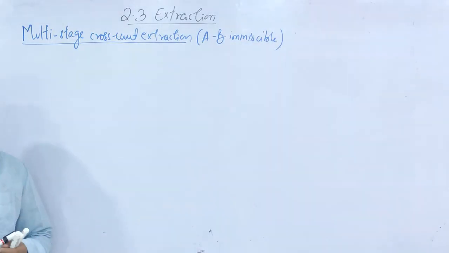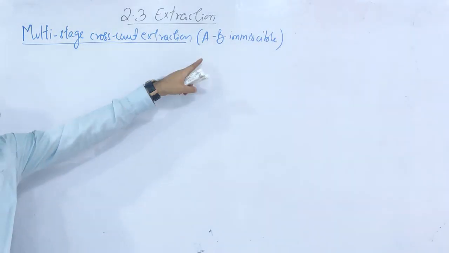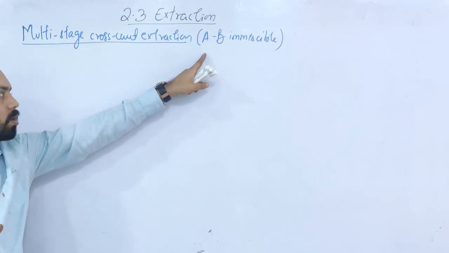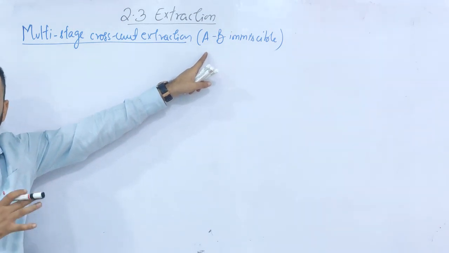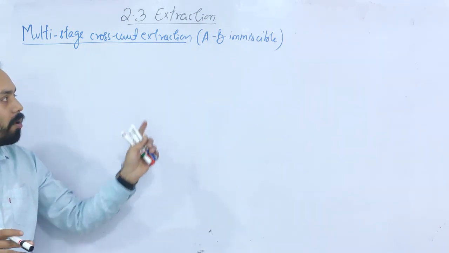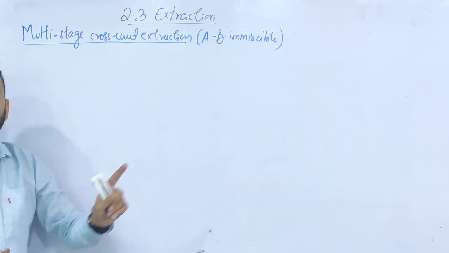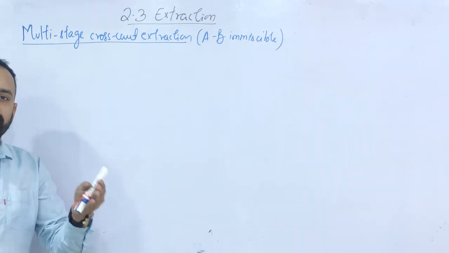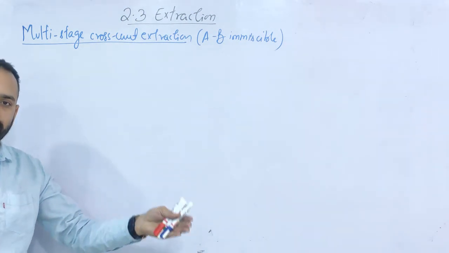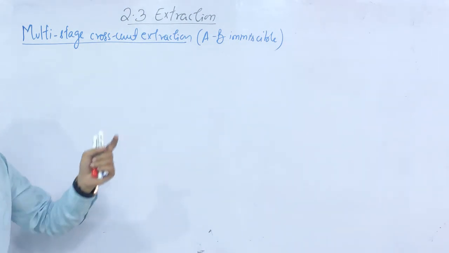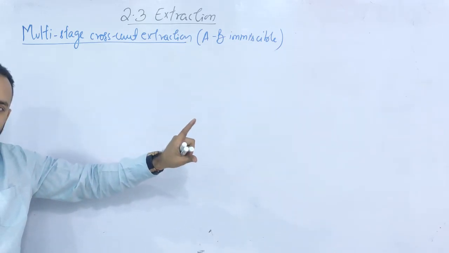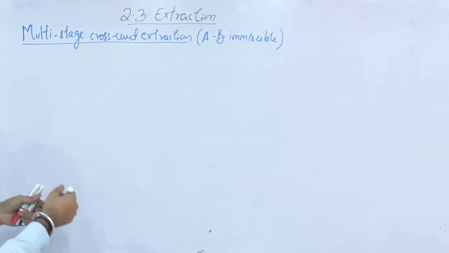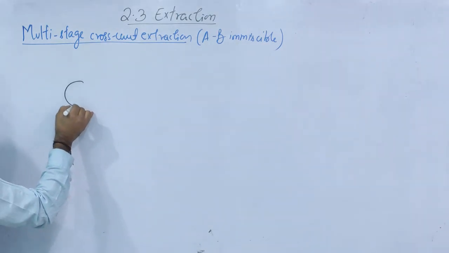So now multi-stage cross current extraction, and I'm assuming that A and B are immiscible. As I explained, you should not be worried about why I'm not using the triangular diagram here, because A and B are immiscible, so the triangular diagram will not be used. So just make a simple rule. If A and B are partially miscible, then you have to use the triangular diagram to calculate the number of stages. But if A and B are completely immiscible, in that case I will use the capital X, capital Y coordinates. Okay, so let me make the stages first.